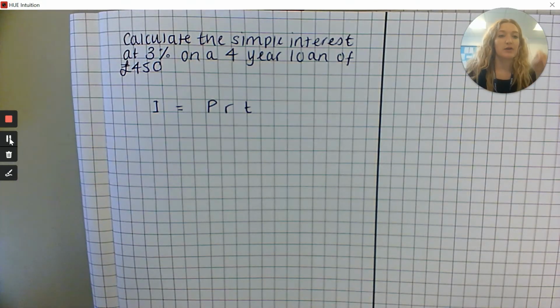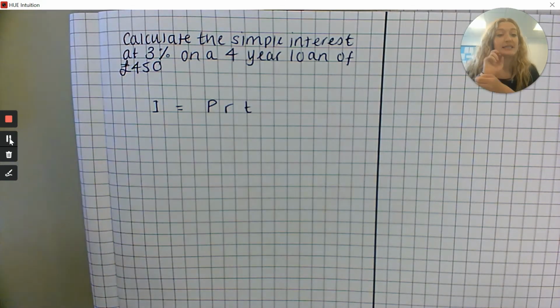I've got my question here written out. Calculate the simple interest at 3% on a 4-year loan of £450. We just need to understand a little bit of context before we move on. In this question, I've borrowed £450 from a bank. That's what a loan means. It's money that you borrow from the bank.